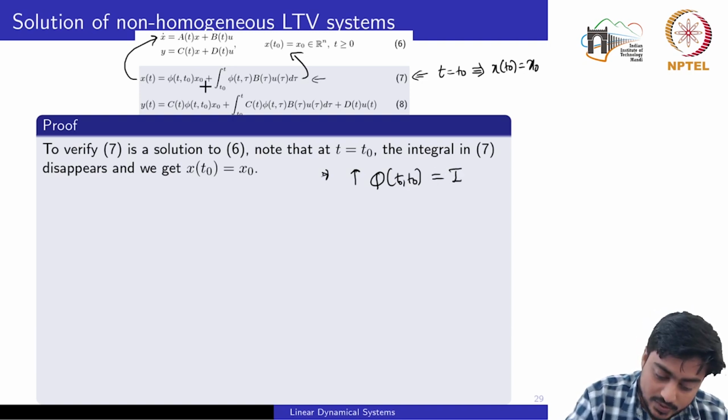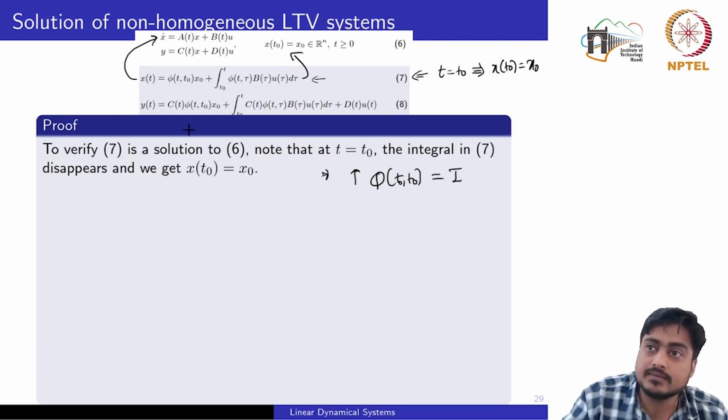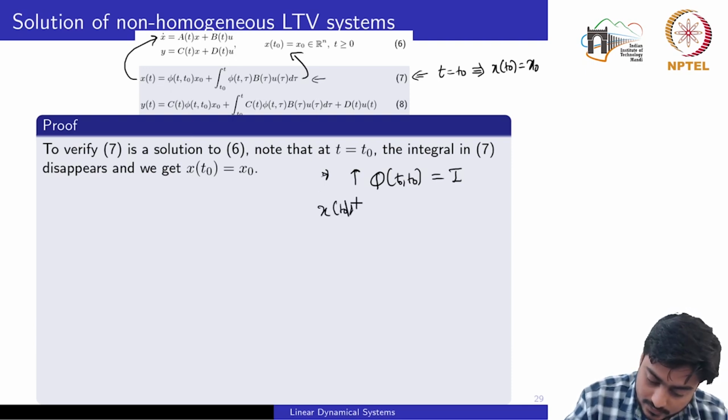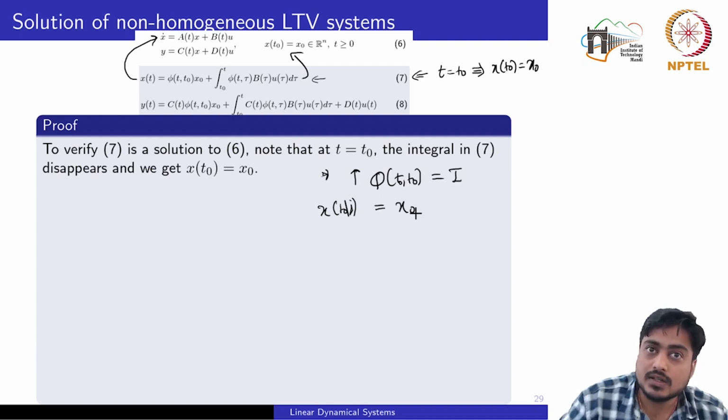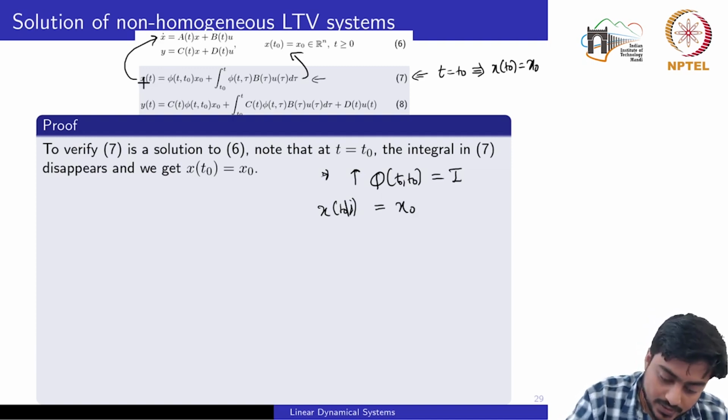Okay, so the x naught would remain. Now if I put t is equal to t naught here, this integral would vanish, right? So the solution we would have is that x of t naught is equal to x naught. Now the second part of the proof, I need to put x(t) into this state space equation.